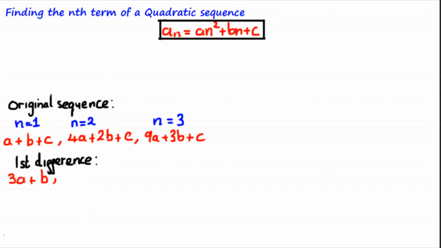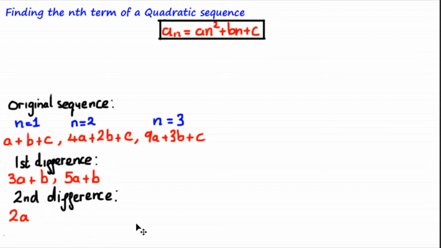We can then do that for the second term of the first difference by taking the difference between these two terms. You can check in your own time that this gives us 5a plus b. Lastly, we can do the same thing for the first term of the second difference. 5a minus 3a is equal to 2a, and b minus b is equal to 0.